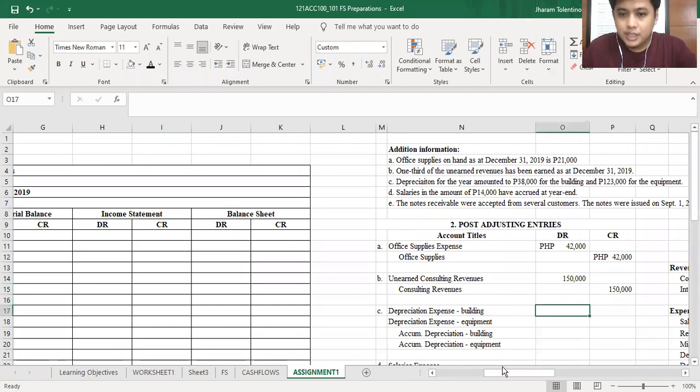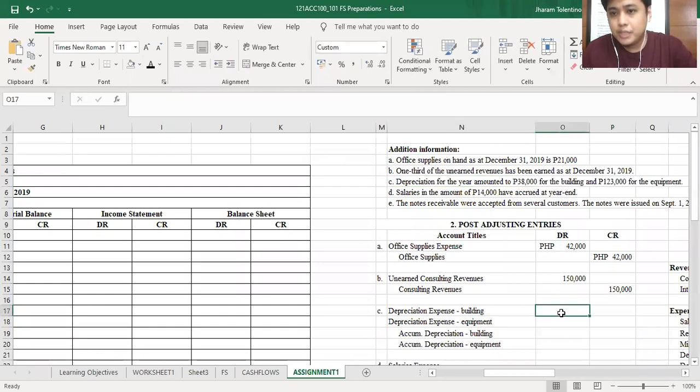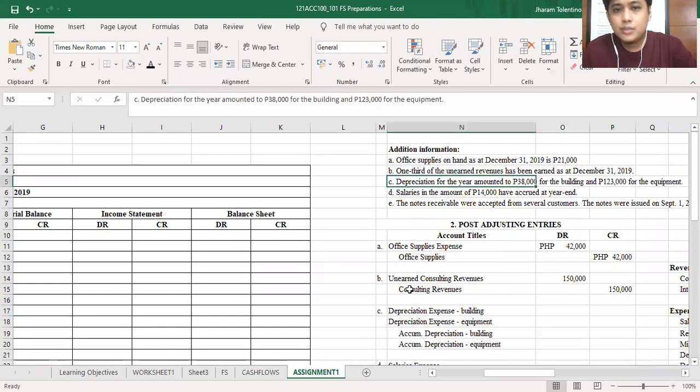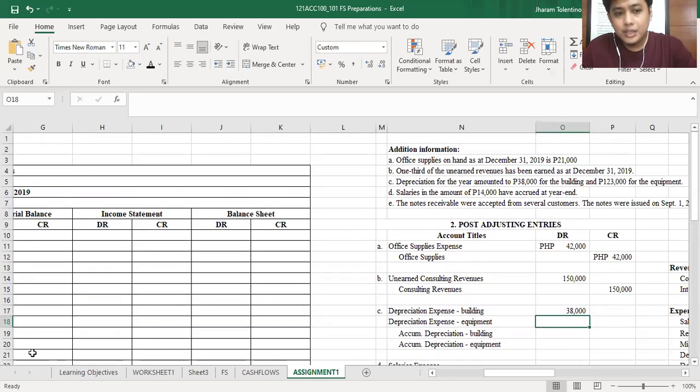Next, for the depreciation for the year amounted to, ito, binigay na, 38,123. But on a higher accounting, hindi parating doon yan yung case. Gagawin mo, magko-compute ka. But for now, sinabi na niya. So 38,000 daw for the building. So debit to depreciation expense, building, 38,000. Sir, bakit ganyan? Dati depreciation expense lang. Well, just to fit yung ating preparation ng worksheet, kailangan lagyan mo ng dash building, dash equipment yung depreciation expense natin.